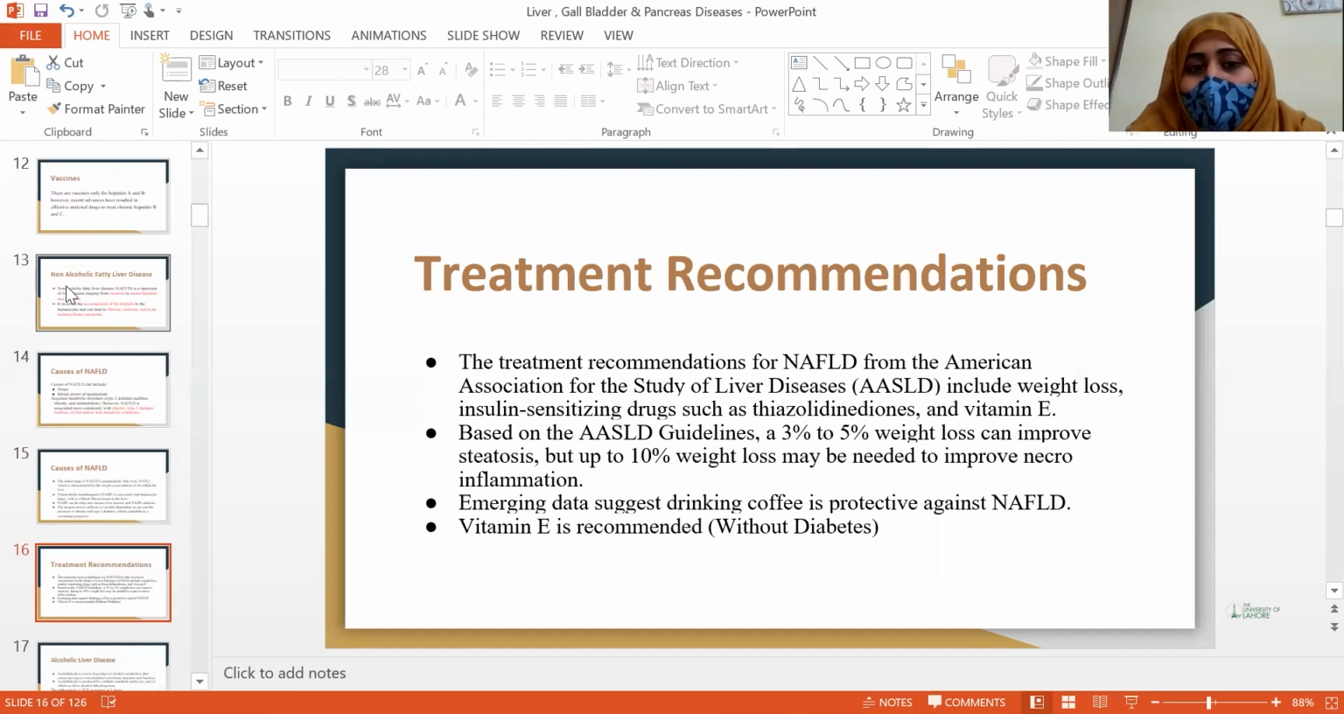Treatment and recommendations. The treatment recommendations for NAFLD from the American Association for the Study of Liver Diseases include weight loss, insulin sensitizing drugs such as thiazolidinediones, and vitamin E. Based on the AASLD guidelines, a 3% to 5% weight loss can improve steatosis, but up to 10% weight loss may be needed to improve necroinflammation. Emerging data suggests drinking caffeine is protective against NAFLD. Vitamin E is recommended in patients without diabetes.